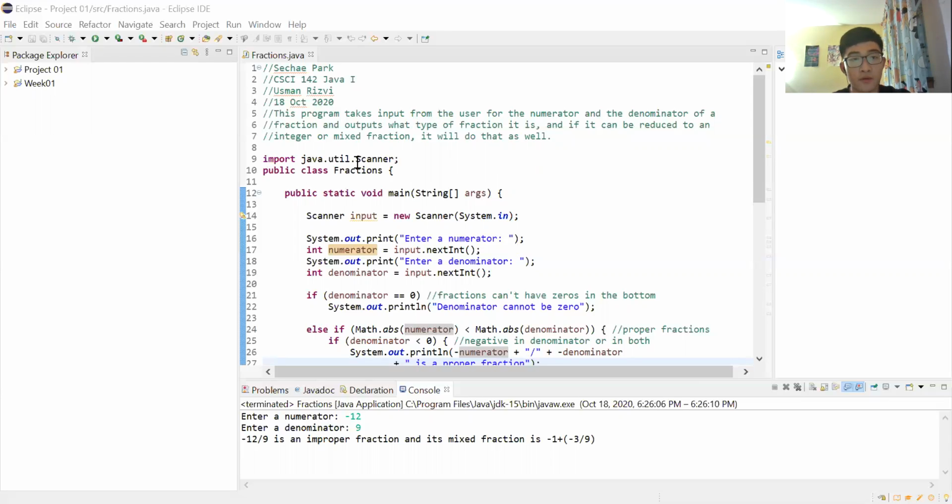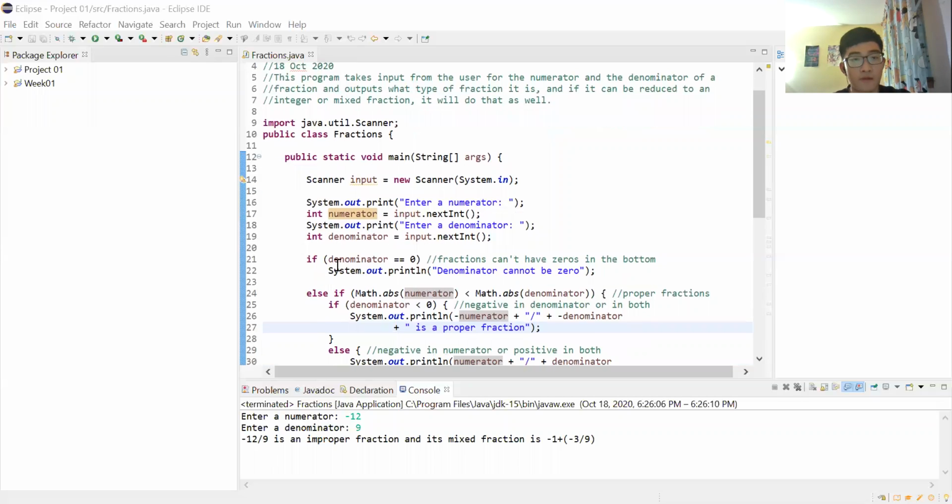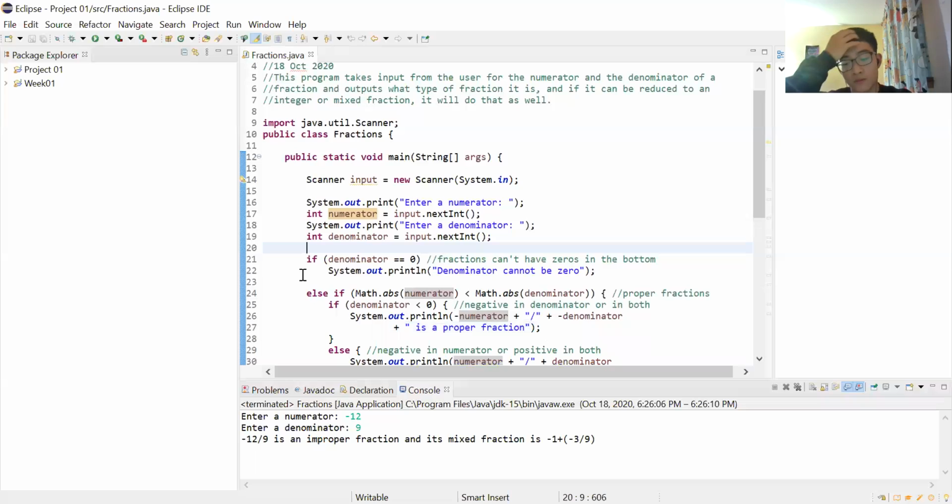Of course, we have our import, which is our scanner, so we can get input, and then we have our class. I named it fractions. We have our main method. We have our scanner, and then here I asked for the numerator, which is an integer, and the denominator, which is also an integer. And right off the bat, I made it so that if the denominator is 0, then it would automatically say that it doesn't work because you can't have a denominator that's 0.